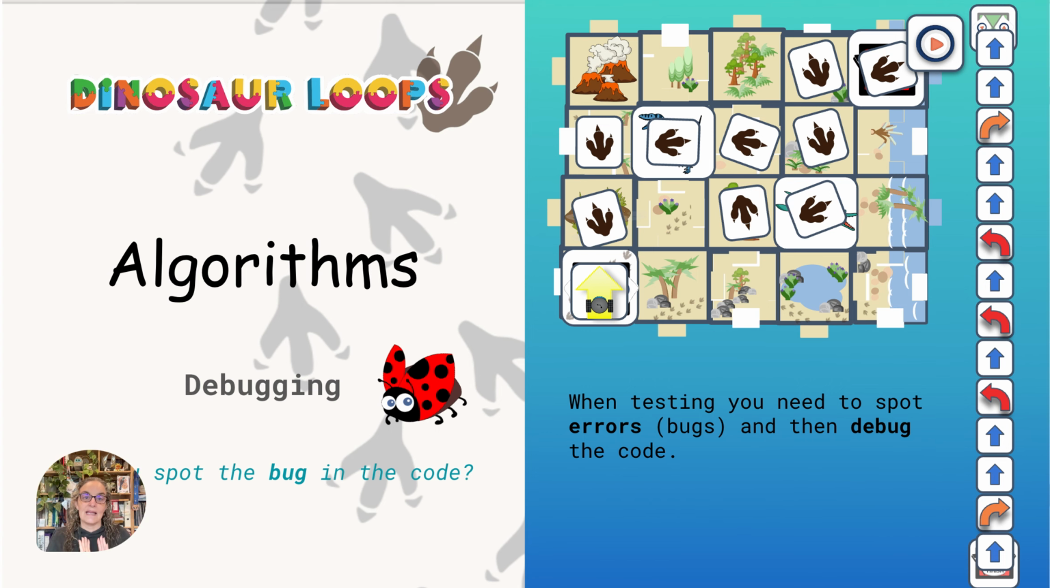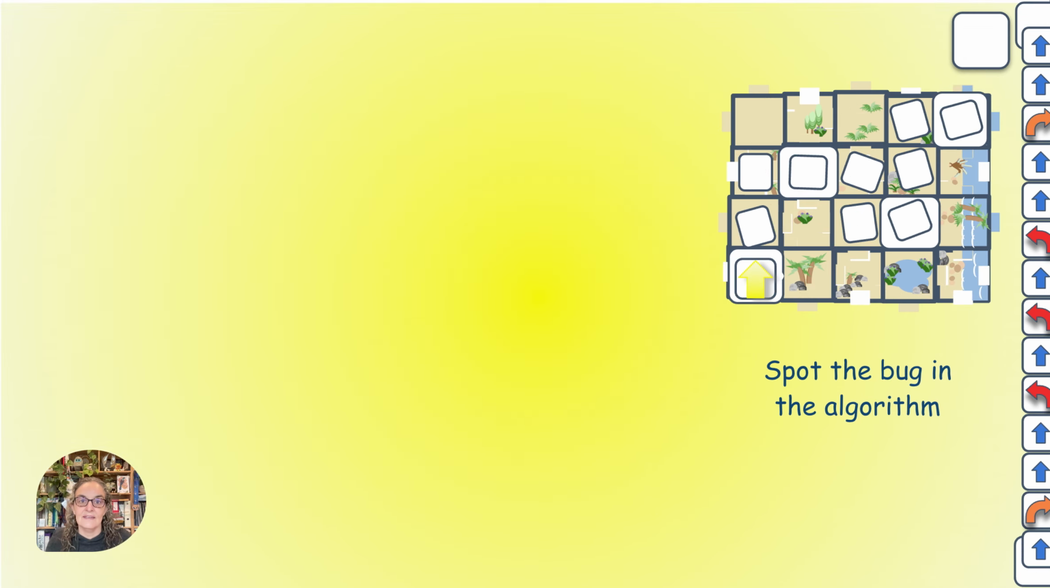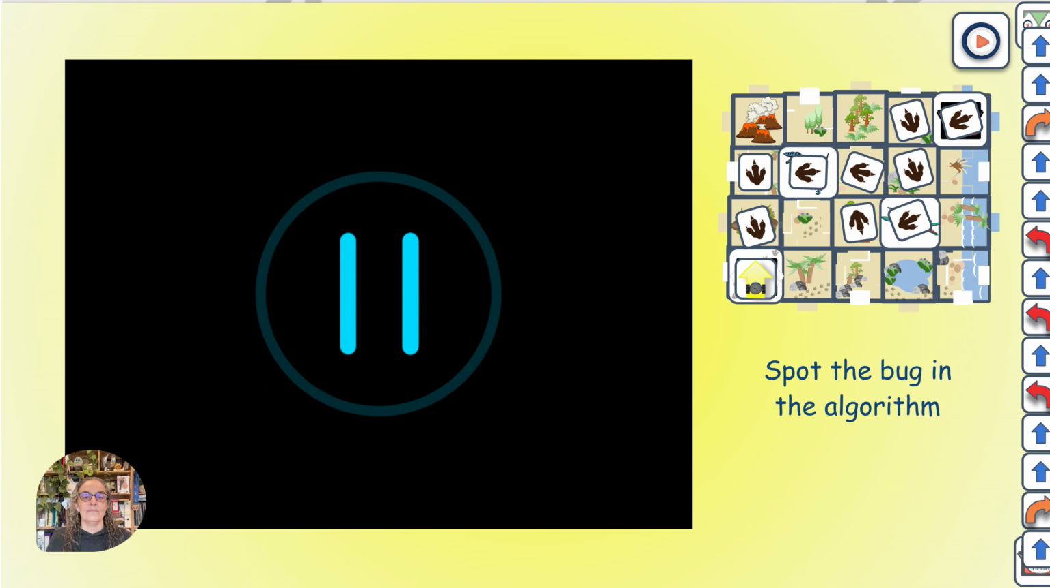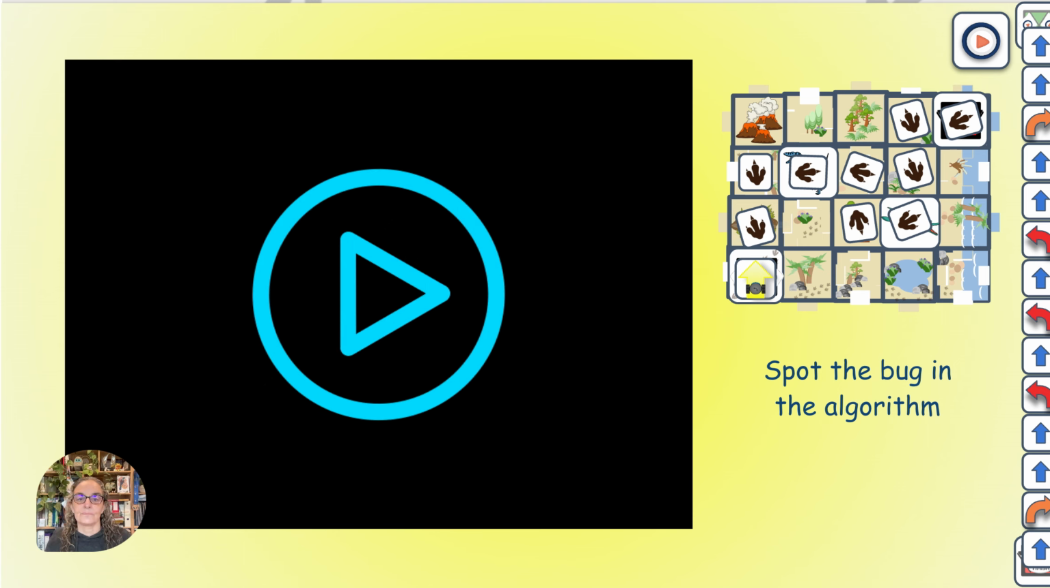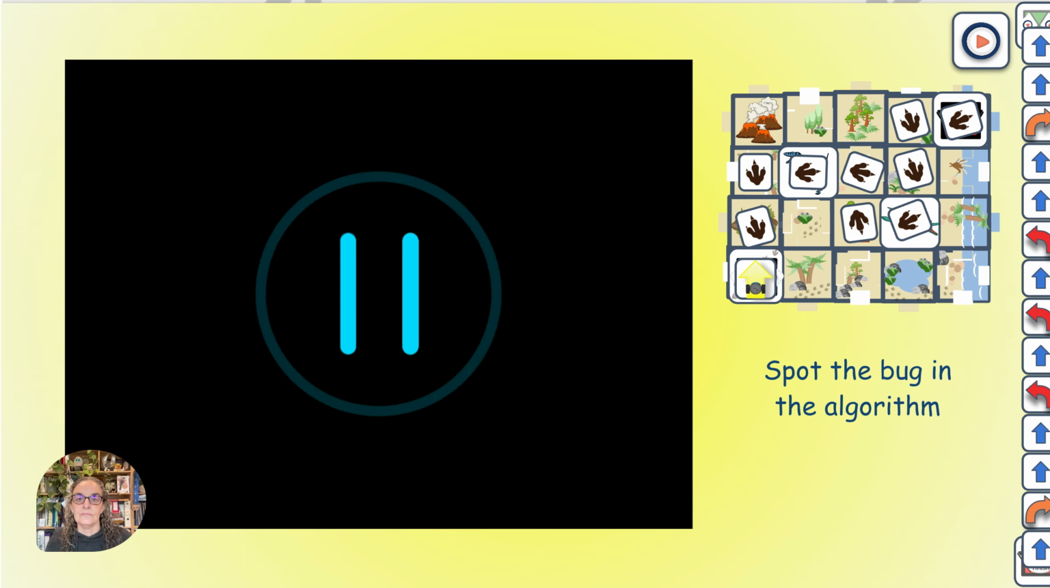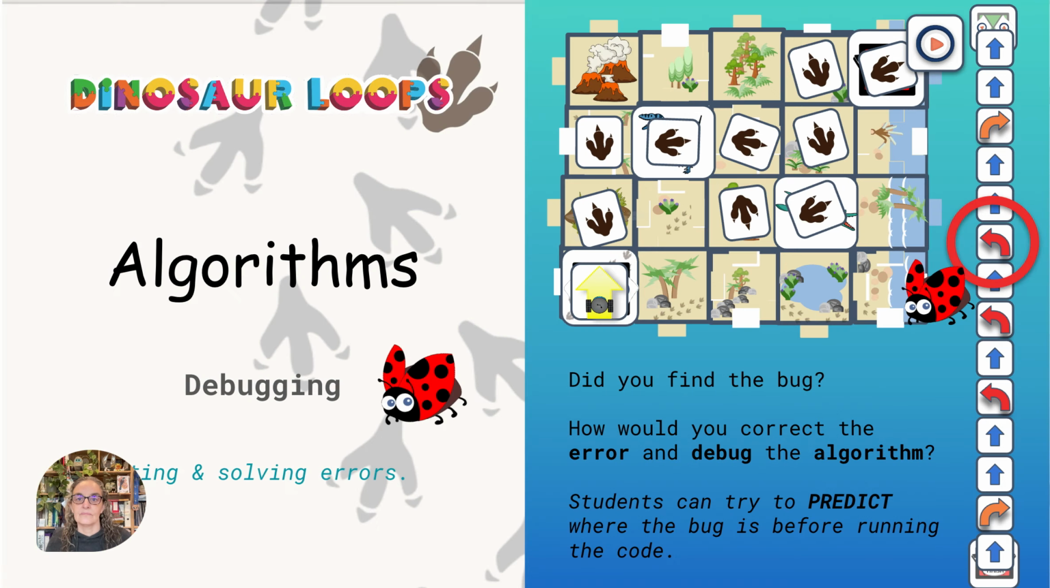Okay, in this example, there is actually a bug in the code. So if you look at my example on the screen, look at the footprints and look at the algorithm and see if you can find the error, and then see if you can debug it. Okay, so have a look. So hopefully you managed to figure out that the bug, or the error, was this particular command here.